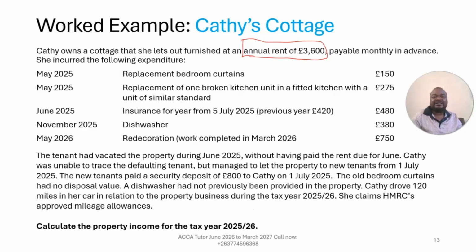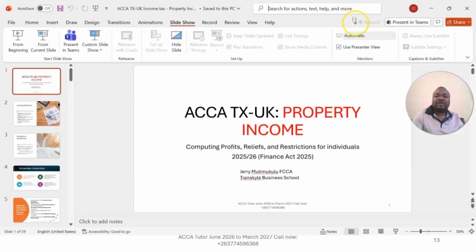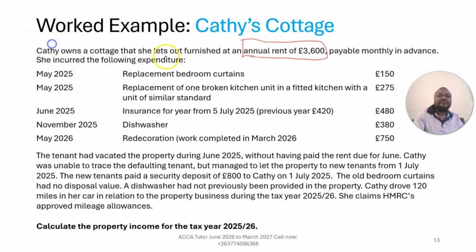So in that case, we are going to deduct the rental related to that month. So how much is that? How much is going to be the rental income? The rental income should be 11 over 12 multiplied by 3,600, right? That should give us something a little bit lesser. Okay, so that's for the income part of it.